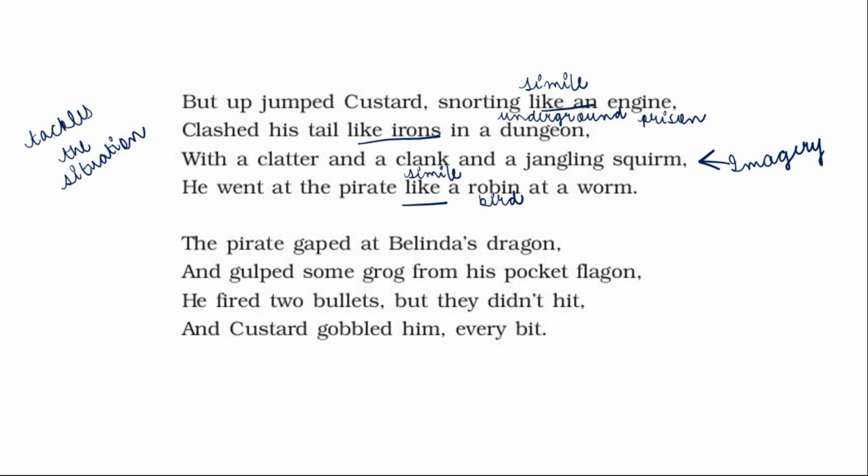The pirate gaped at Belinda's dragon. Gaped means open the mouth widely in shock, and gulped some grog from his pocket flagon. So gulped means swallowed some, grog means drink from his pocket flagon. So flagon is usually a bottle which is used to store some drink. So to gather some courage, the pirate swallowed some drink from his flagon.